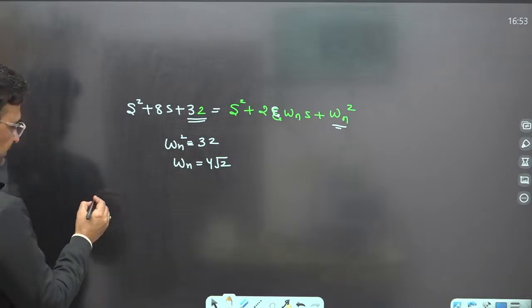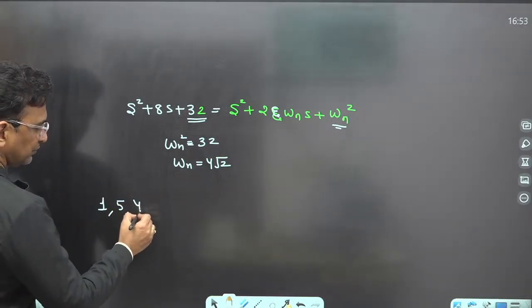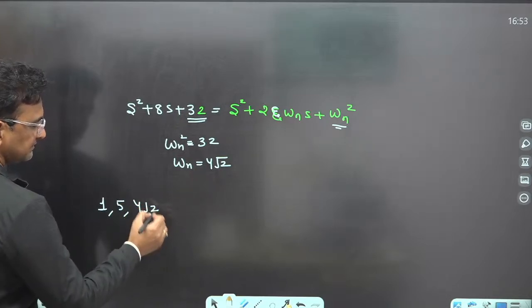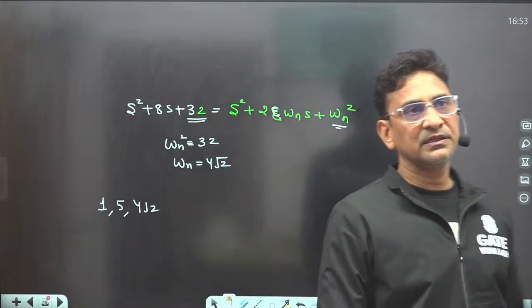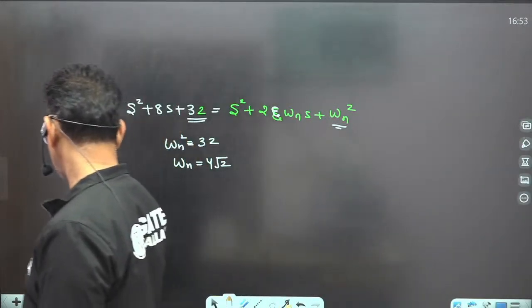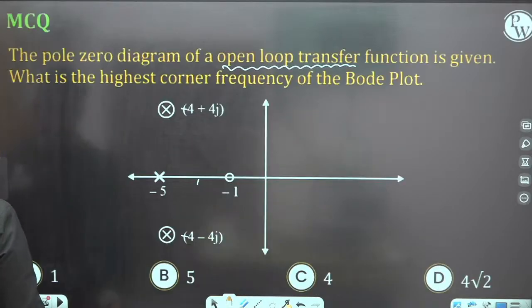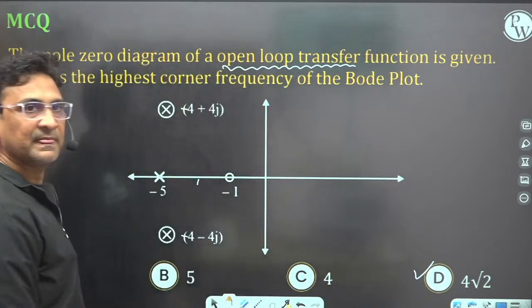Now out of 3 corner frequency, 1, 5 and 4 under root 2, which is the highest corner frequency? Tell me. The 4 under root 2 is higher than 5. So 4 root 2 is the highest corner frequency. D is the correct option. Clear?